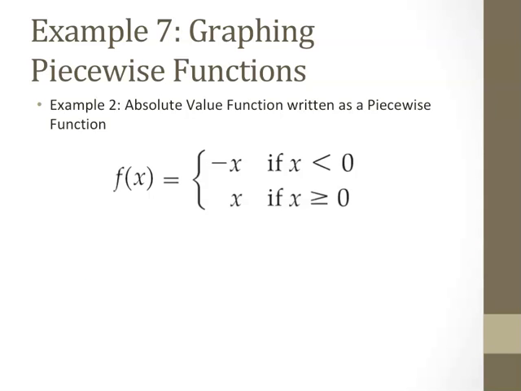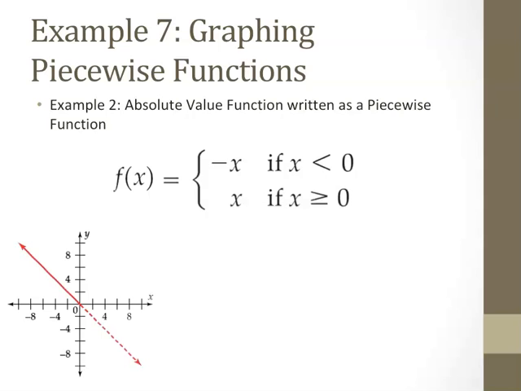All right, so here's another example. f of x equals negative x and f of x equals x. So in the first one, f of x equals negative x, that is a line with slope of negative 1 with a y-intercept at 0. So that's what it looks like, but this only applies when x is less than 0. So notice the solid portion of the graph is only on the side where x is less than 0.